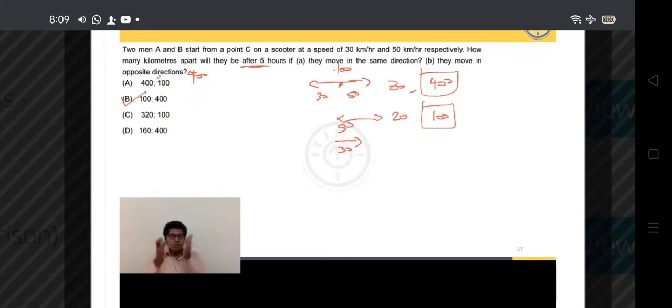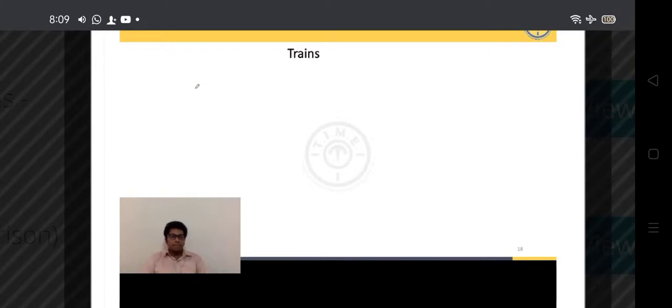Got it? So two people from the same point, opposite direction, it will be 80 every hour. So 5 hours, 400. Same direction, the difference will be 20 every hour. So 5 hours it will be 100. So same direction it is 100, opposite direction is 400. So choice B will be our answer. Be careful, it's not 400 comma 100, it's 100 comma 400. Okay, next we'll move on to a concept which is trains.